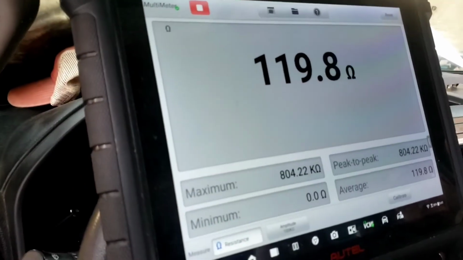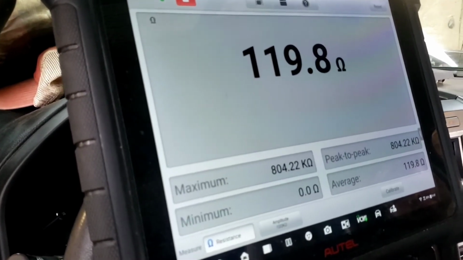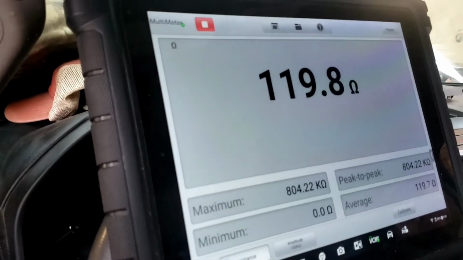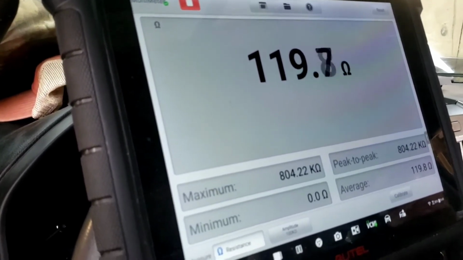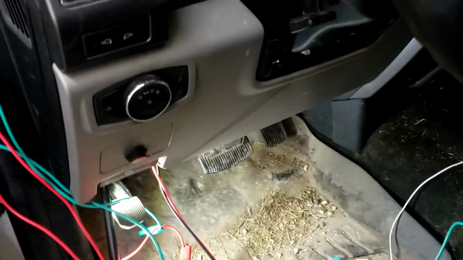So that tells me initially that I've got an open, a term resistor that's not got another 120 in there. Maybe, maybe not. That's what it seems like. So what we're gonna do next is check each term resistor individually for 120.